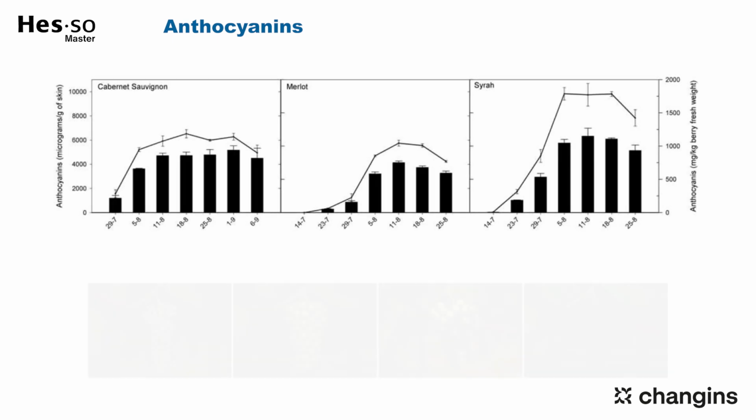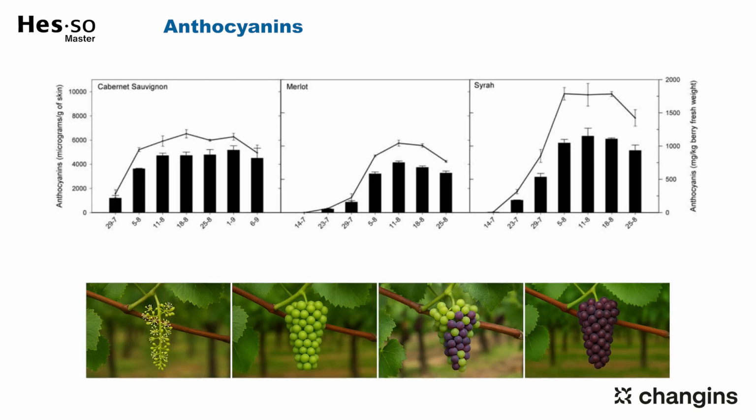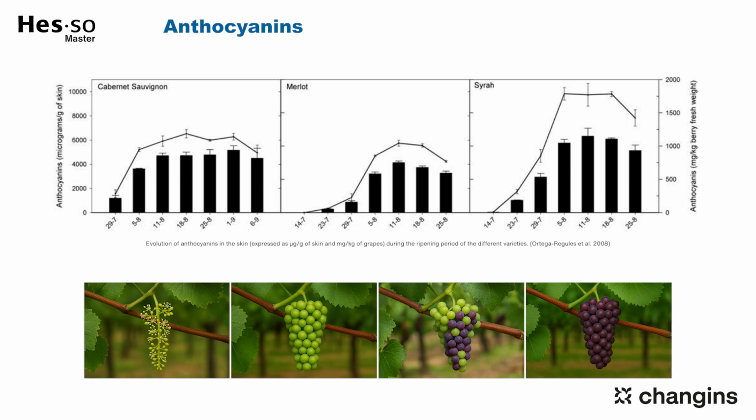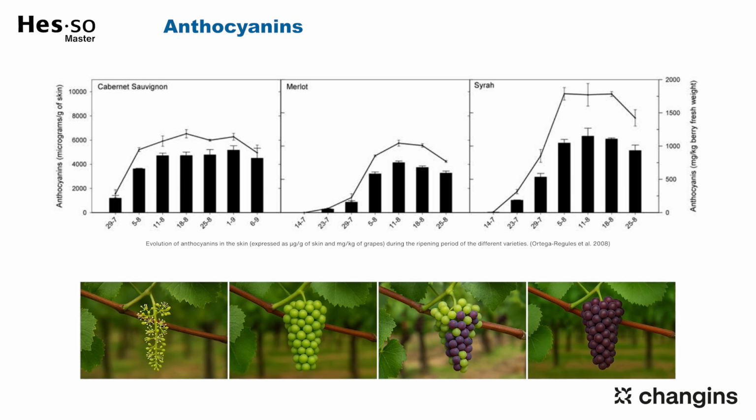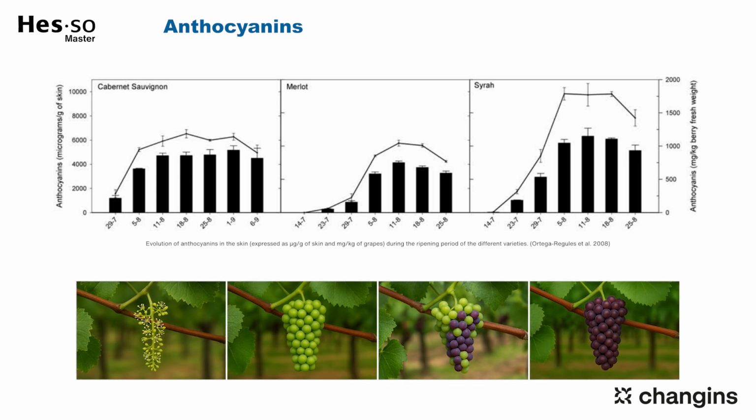Anthocyanins are the pigments responsible for the color of red wine. Their concentration increases early during ripening and then stabilizes. However, their extractability depends on cell wall degradation, which is linked to phenolic maturity.